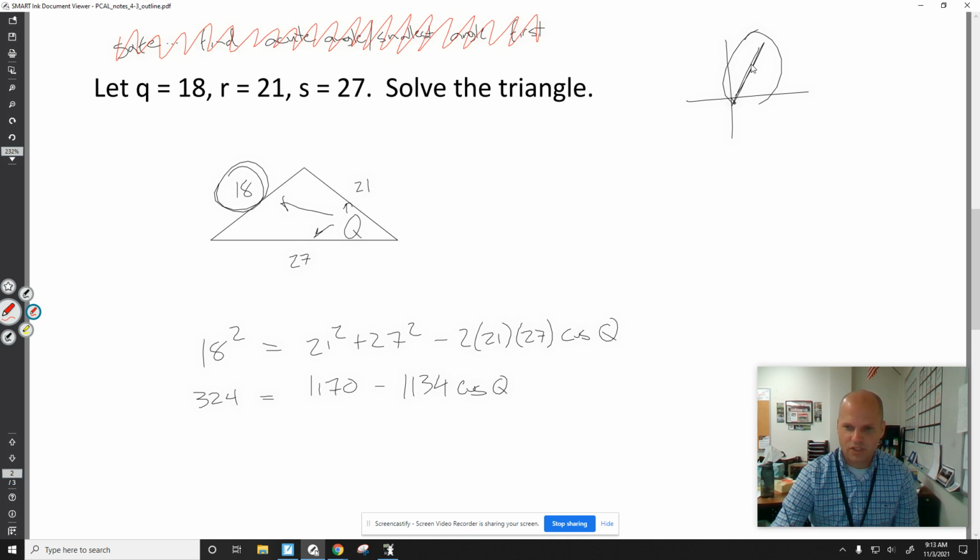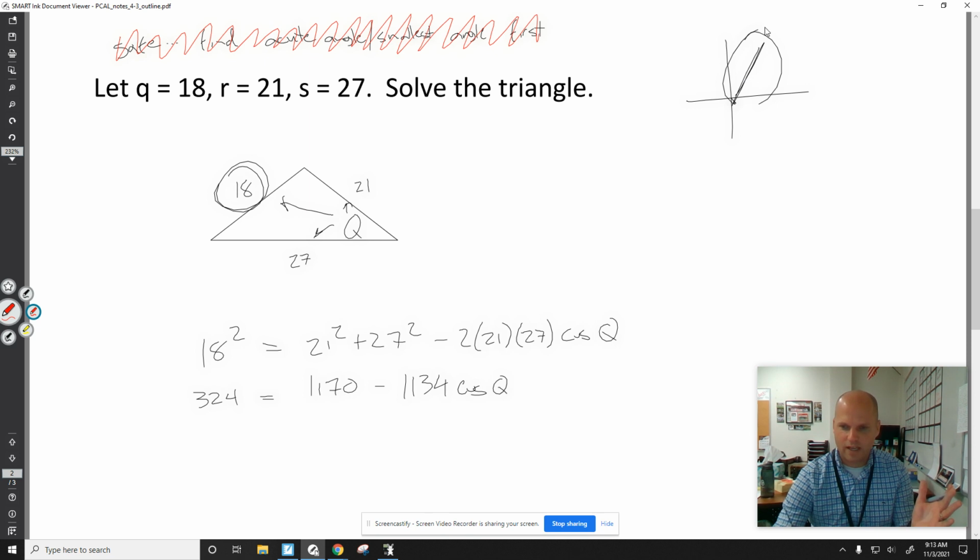Law of cosines will always give you this first angle. If you ever get a negative angle, which you probably won't, just make sure you find this positive angle in the first quadrant. We'll see if that ever shows up. I don't think it will, but this is going to be easy.